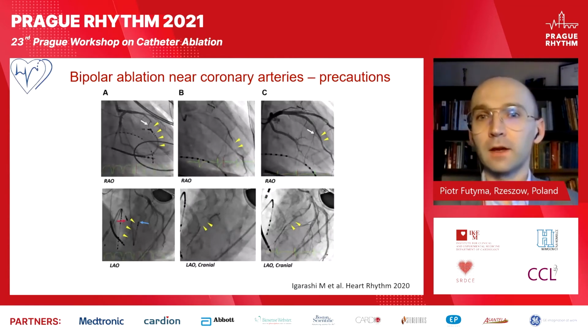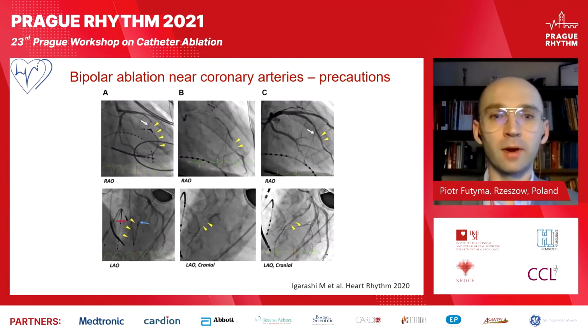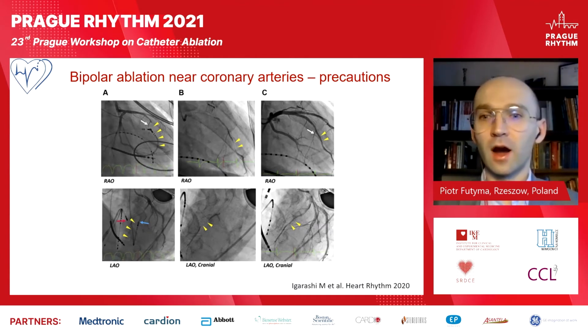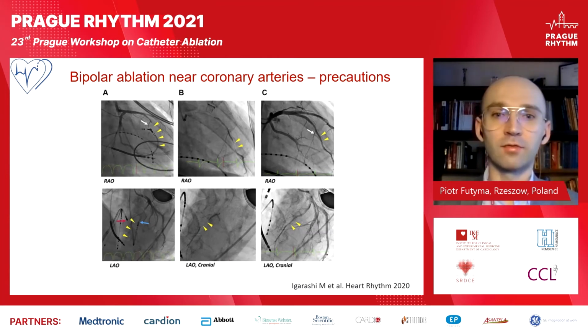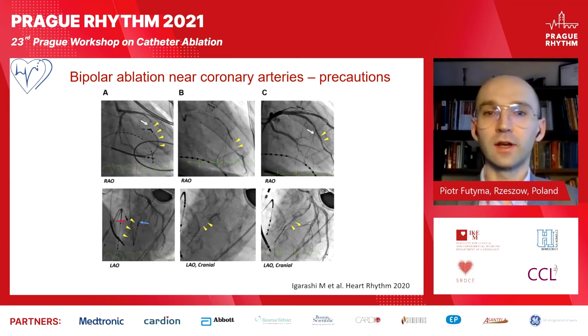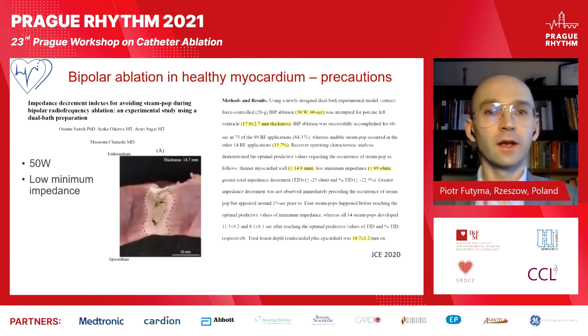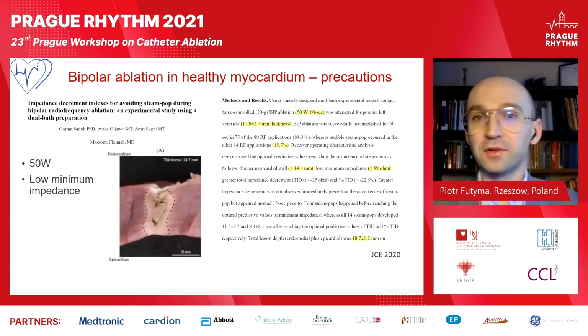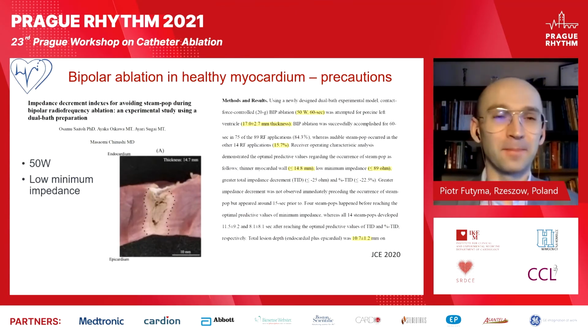But we should be careful when we apply bipolar energy in close proximity of coronary arteries. Here is an example from a recent study which shows occlusion of the coronary artery. This was in the setting of a myocardial bridge, which can conduct our radiofrequency current, and we should be aware of it. And this is actually a paper which shows the way we should not perform our bipolar ablation.